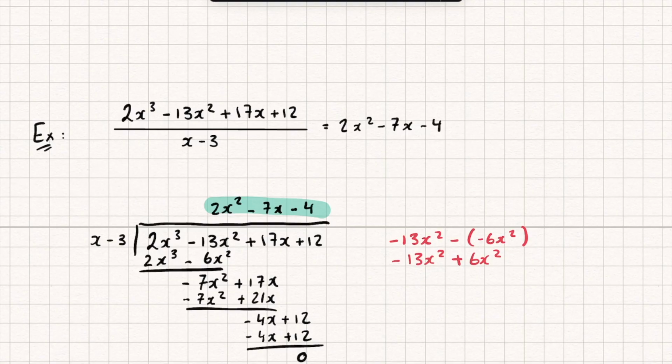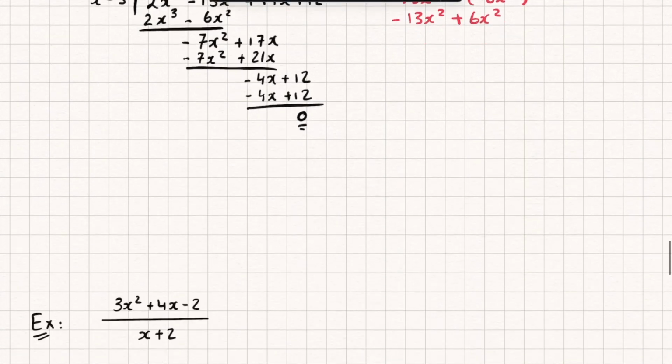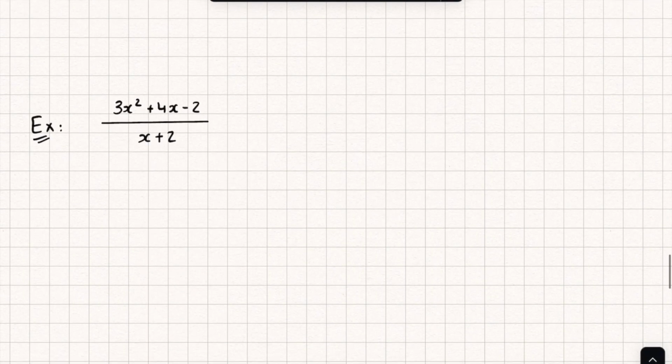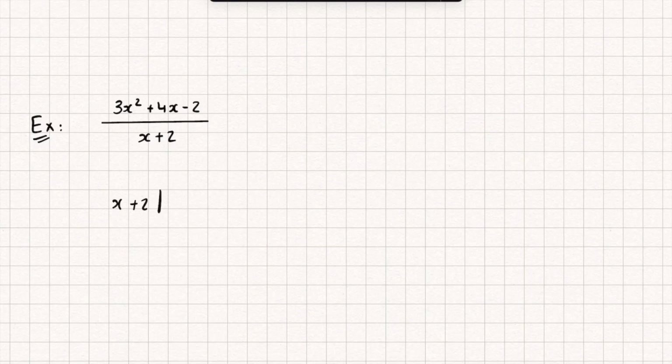But actually, sometimes you might end up with a remainder. So what do we do in a situation like that? So here's an example where we're going to end up with a remainder. So we lay it out the same as before, and actually the process is exactly the same. So we get x plus 2 in the front of the bus stop. And inside we write our polynomial, in this case 3x squared plus 4x minus 2.